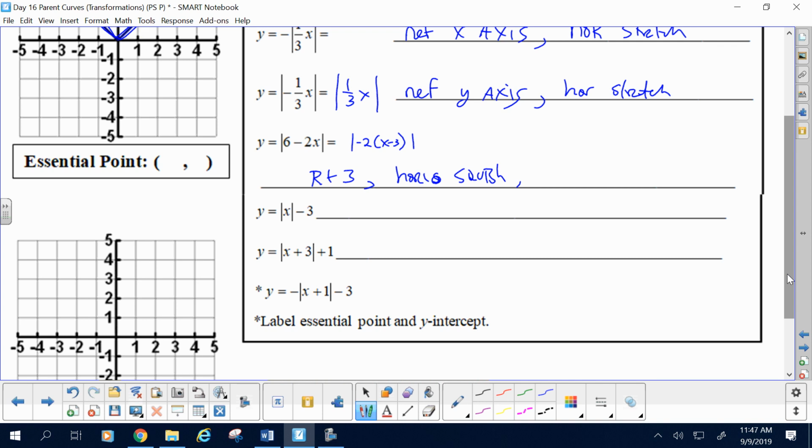What about absolute value of x minus 3? What does the 3 do? Down 3. Y equals absolute value of x plus 3, plus 1. Left 3, up 1.